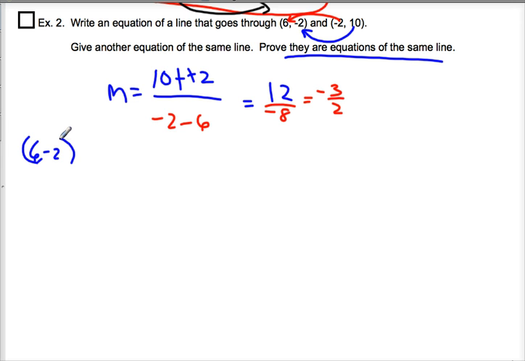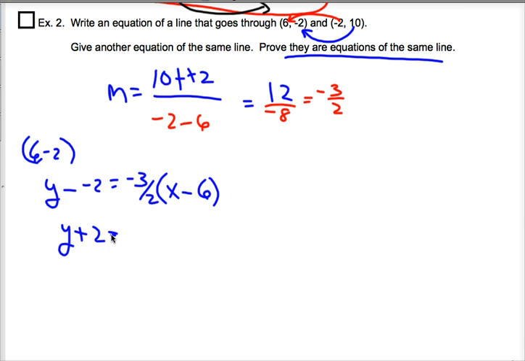If I use the 6, negative 2, I'm going to have y minus y1, which is negative 2, equals the slope, which is negative 3/2, times x minus the x1 coordinate, which is 6. Now over here, this turns into y plus 2 equals, I'm going to distribute the negative 3 halves. So I'm going to get negative 3 halves x.